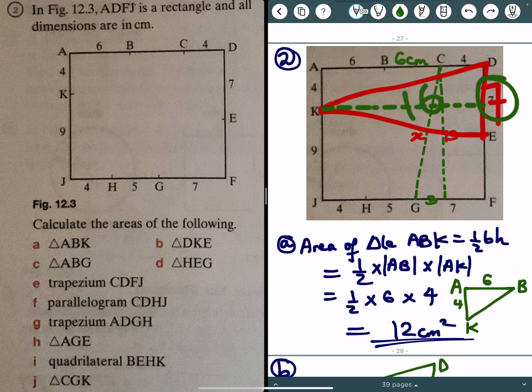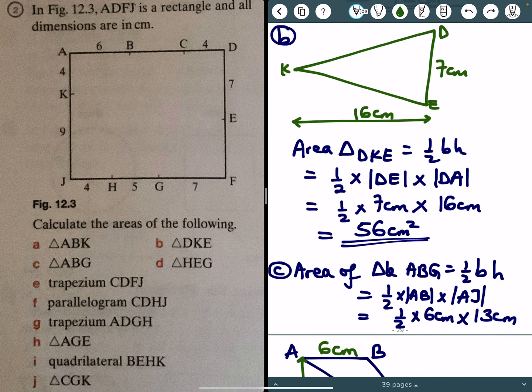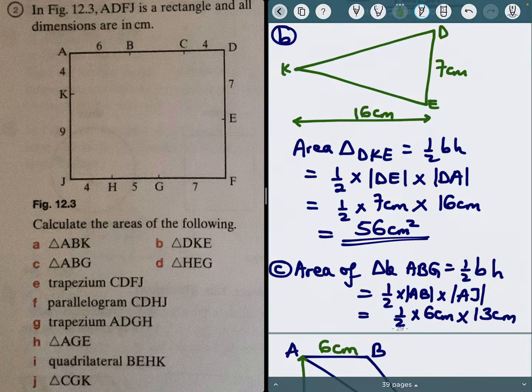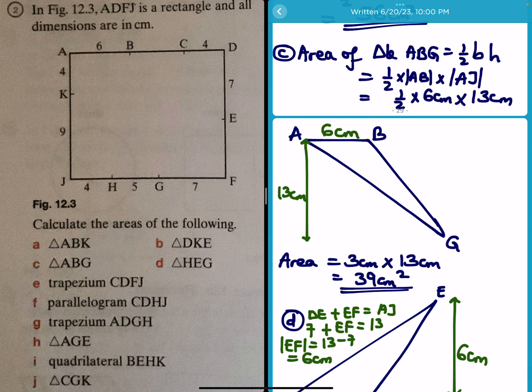The base is 7. So that gives me half base times height as what? Half times 7 times 16. Let me show you here. I've marked it here. The vertical height is 16 and the base is 7. So the area of my triangle will be half base times height. That gives half times 7 times 16, which is 56 centimeters squared.